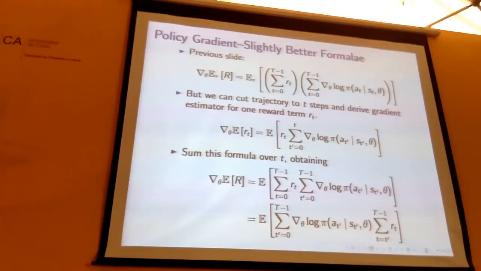Anyone have a question? I'm sorry. In the inner sum, should we have the small t as an upper index? Which sum? This one? The inner one on the first line. Yeah, should we have small t as the upper index of the sum? Oh, yes, you're right. That's a mistake. Other questions? Okay.